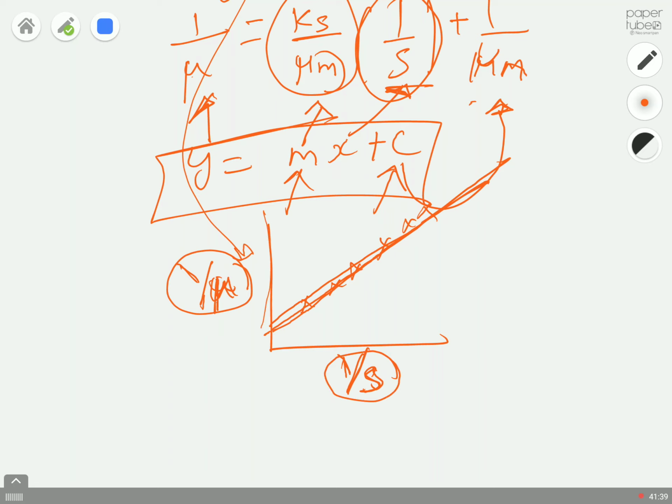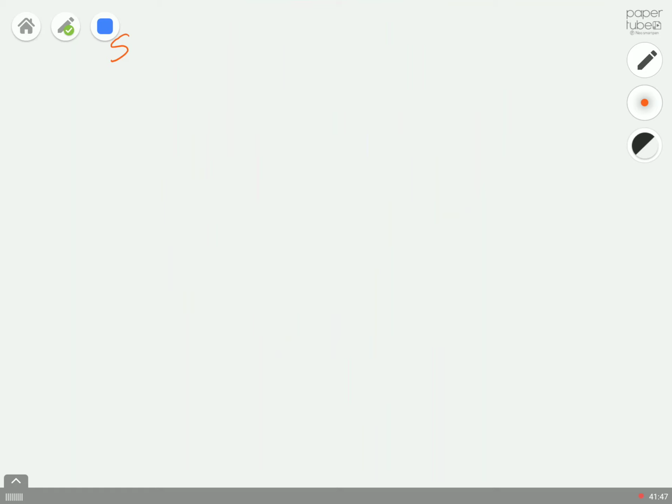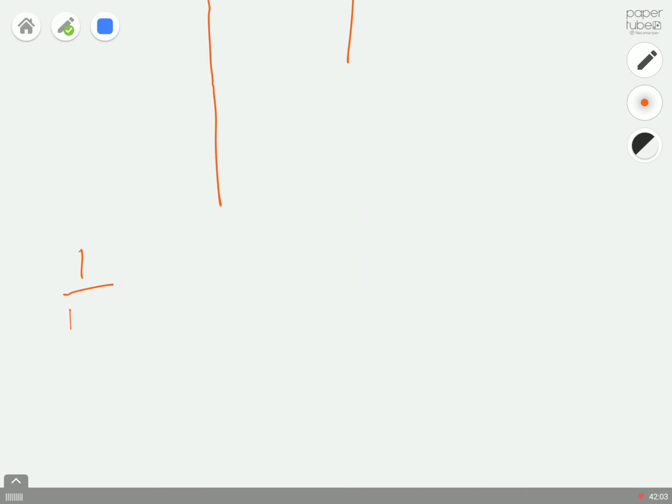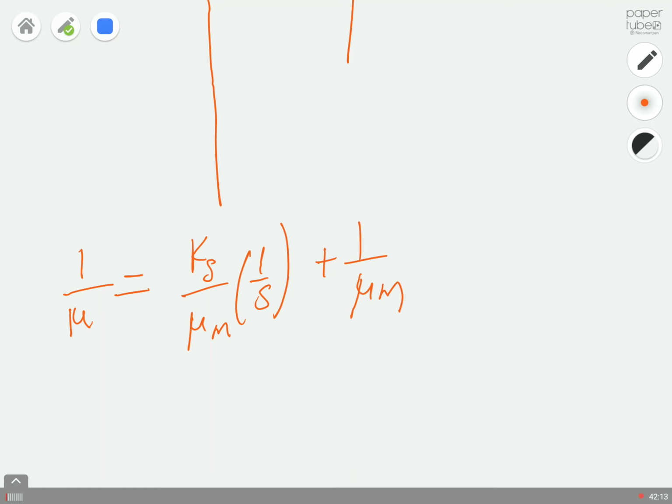So we altered the x and y axis for comfort. So all you are going to do is, I gave you the substrate value in grams per liter. I gave you your microbial concentration x in grams per liter. So we are going to apply this linear equation, 1 by mu is equal to... so we are going to plot this on the x axis and plot this on the y axis.